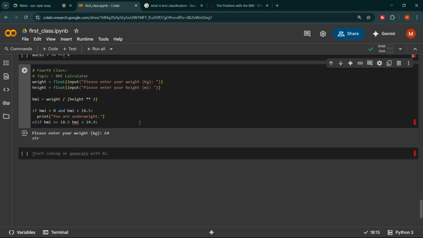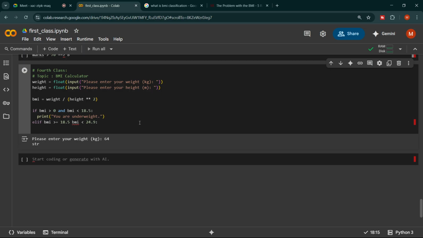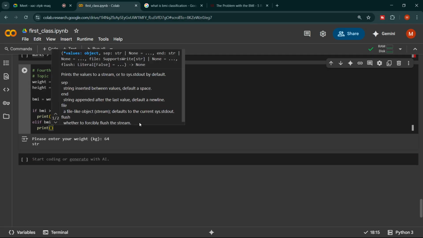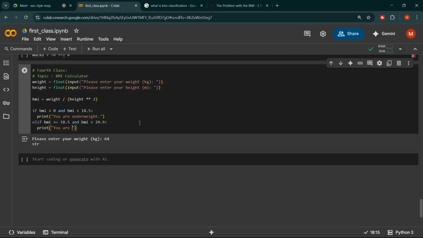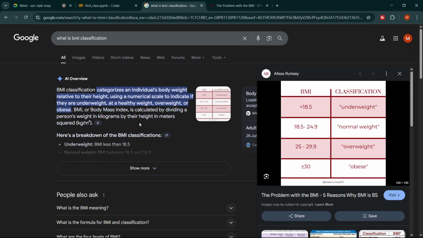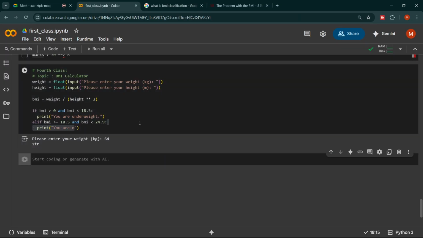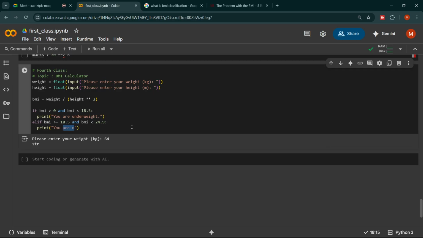So we will now print another message. Okay, sorry, I have forgotten to write and here. So we will write and. This is necessary so that Python can check both the conditions. And let's print a new statement. You are, or what is the message, normal weight. Okay, let's say you have normal weight, correct? So this is the second condition.